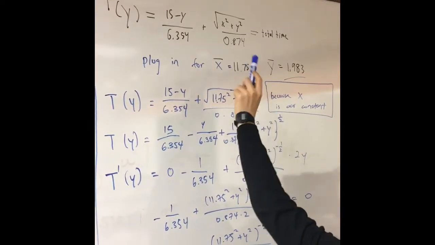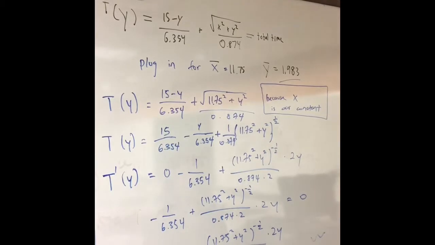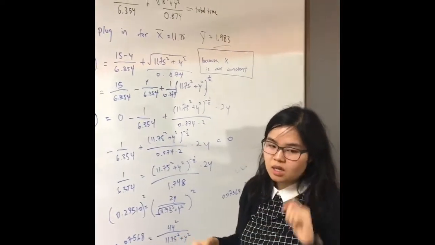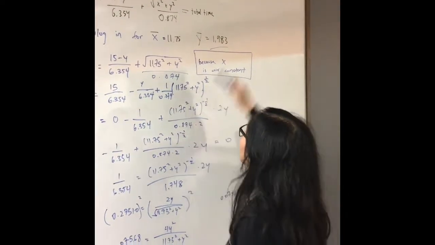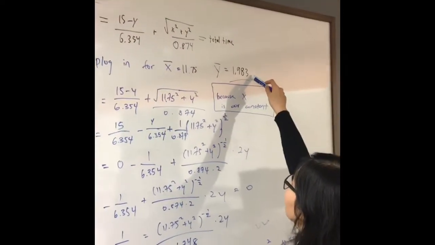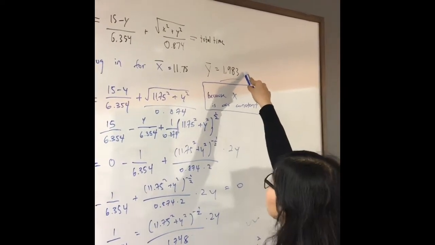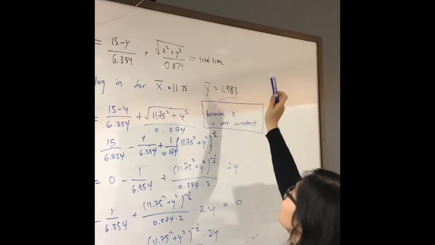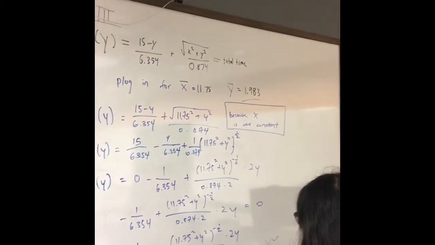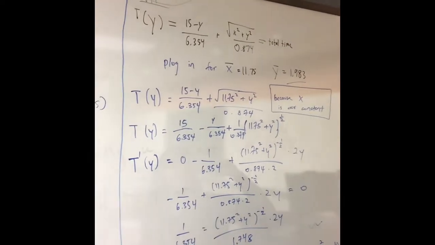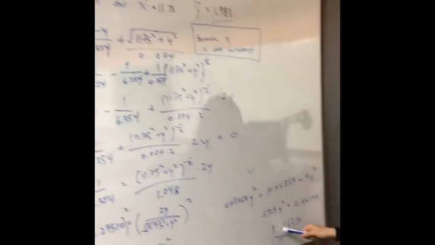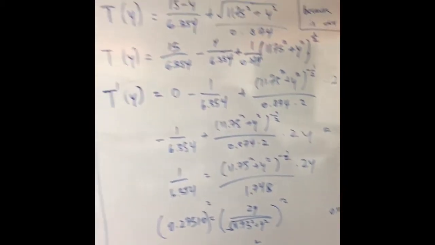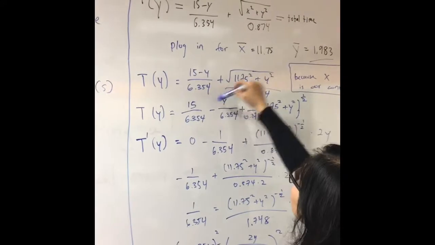Well, the average x value is 11.75, using the 35 points that were also given to us in the problem. And this y is the average y value that was given to us, and it's supposed to be 1.983. But our optimal value that we found is y equals 1.6317, and how we found that is from plugging in all the values that we found.